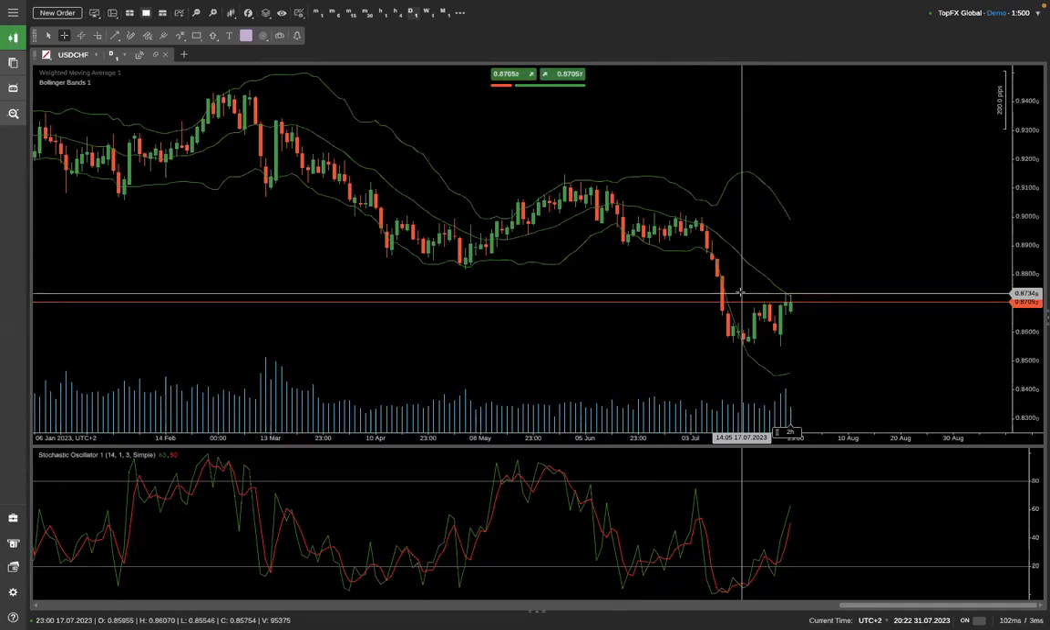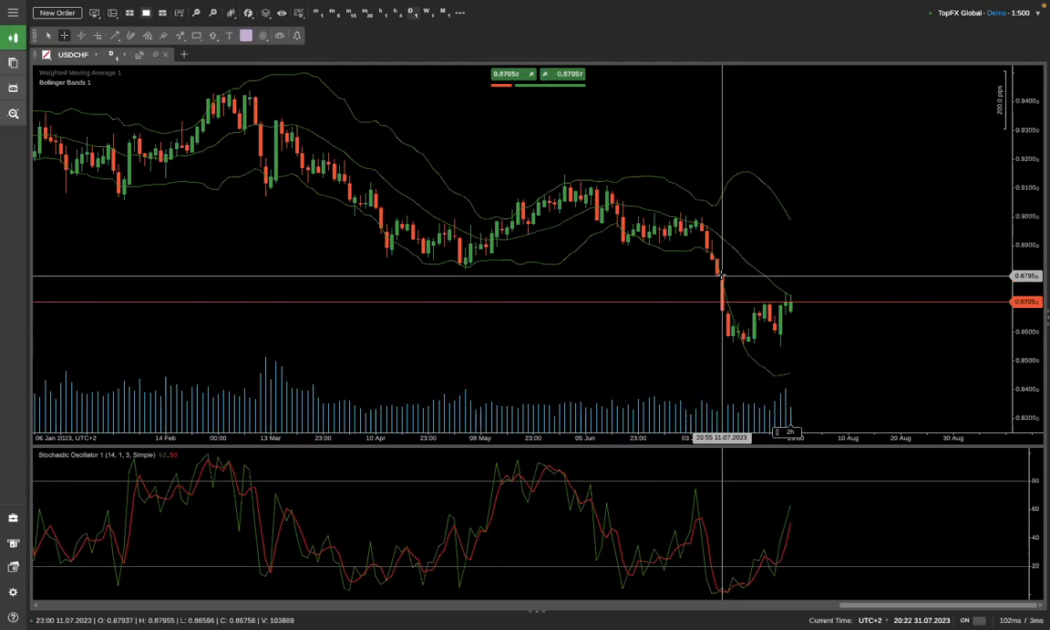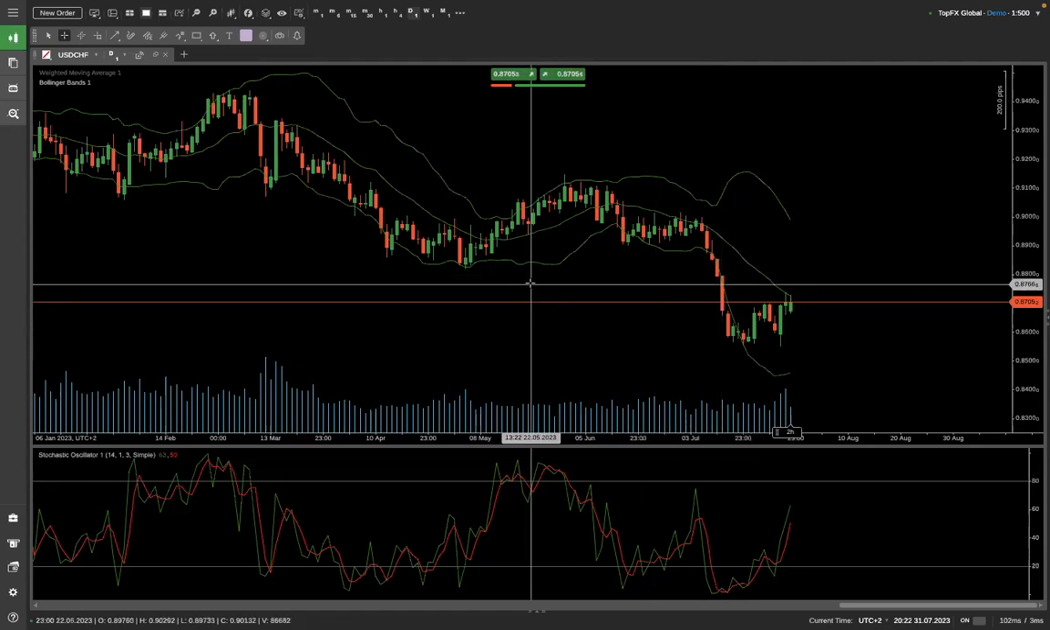Practice and analyze past trades. Before implementing your stochastic-based strategy in live trading, practice on a demo account to gain confidence, to refine your approach. Analyze your past trades to understand how the stochastic indicator performed in different scenarios, and learn from both winning and losing trades to improve your trading strategy continually.